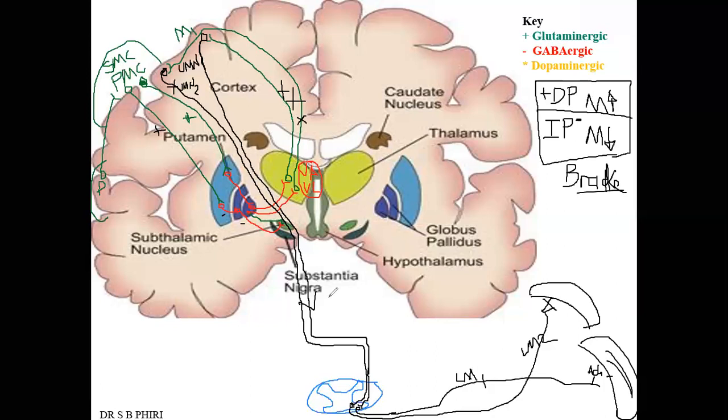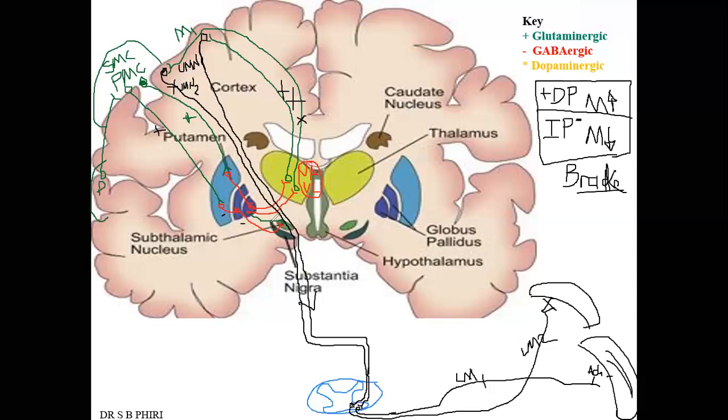Then from here, you can also add the function of the substantia nigra. So remember, the substantia nigra has got two components. We have the pars compacta that has got dopaminergic neurons. Then we have the pars reticulata.